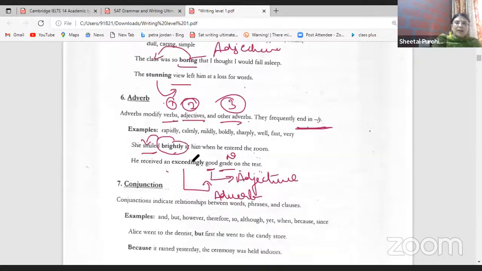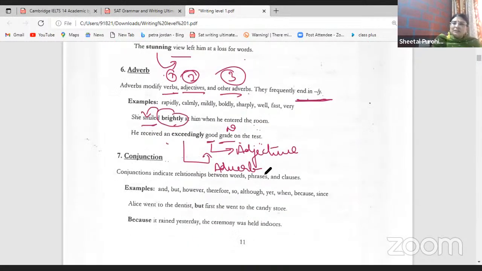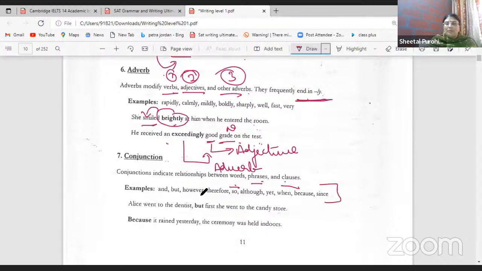Now we have conjunctions. Conjunctions are the words which can join three things. They can join two words, two phrases, or two clauses. Write down the definition: conjunctions can join words, phrases, and clauses. Examples of conjunctions given here are and, but, however, therefore, so, although. Write down this list quickly. Write down.